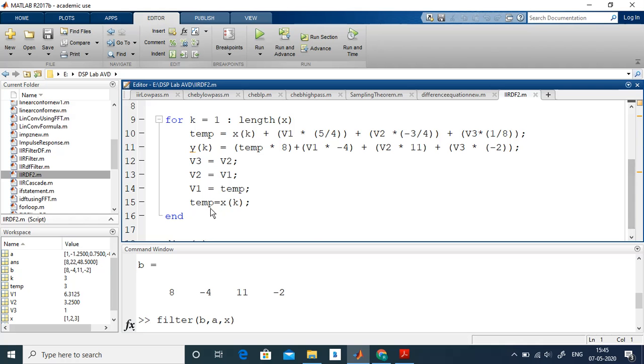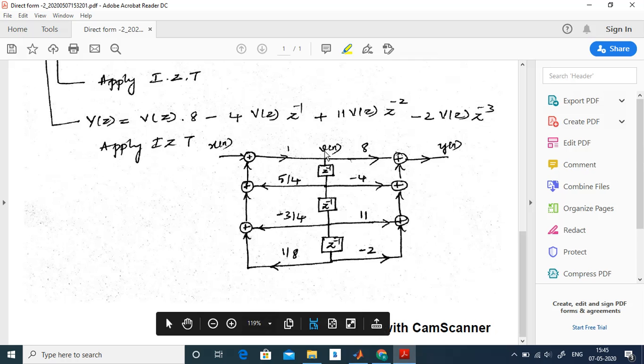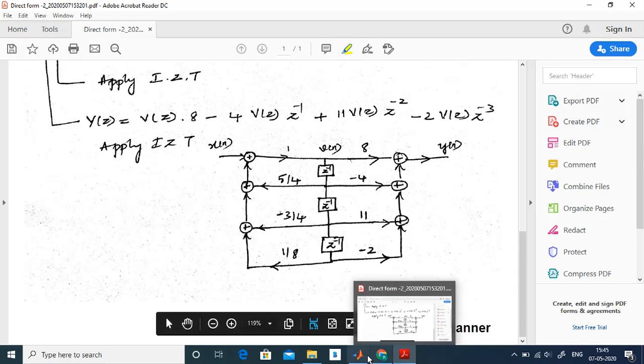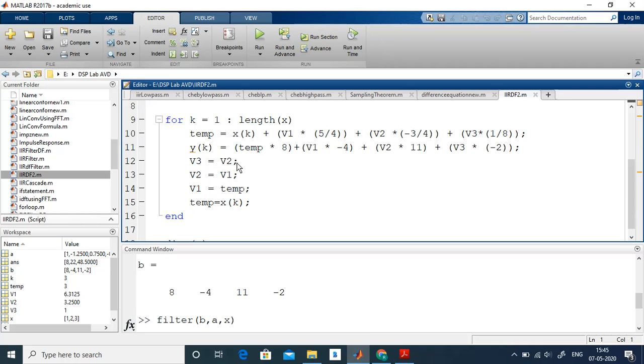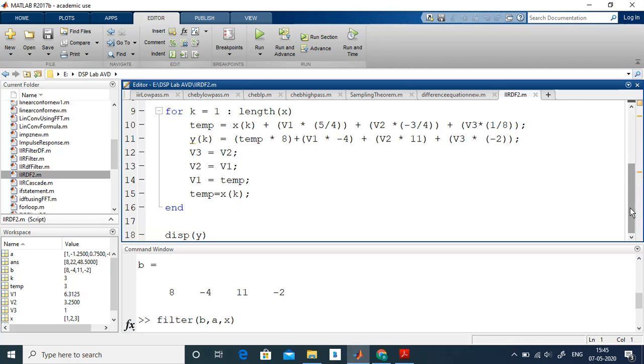And temp is equal to x of k. See here, this is temp, right? Temp is equal to x of k. Temp will be copied with x of k. V1 will copy V of n or temp, and V2 will copy V1, V3 will copy V2. See here, V3 will copy V2, V2 will copy V1, V1 will copy temp, temp will copy x of k, and then end. After every iteration, you should perform swapping operation because it should allow new input to enter and then finally display the output.